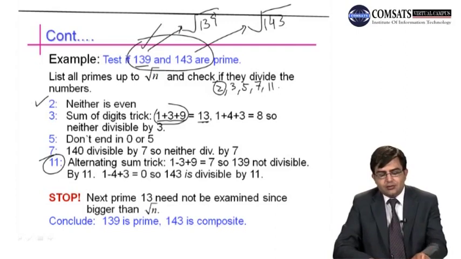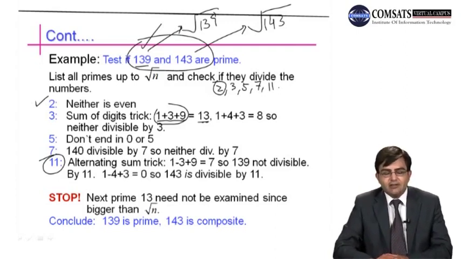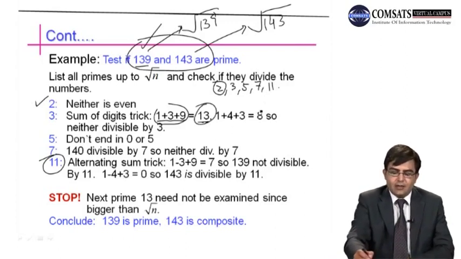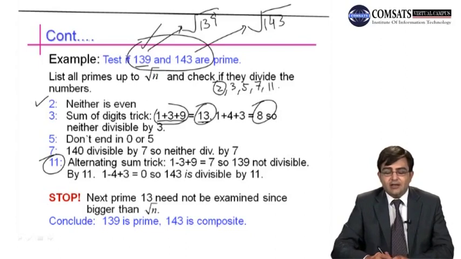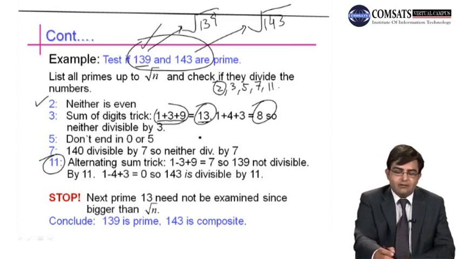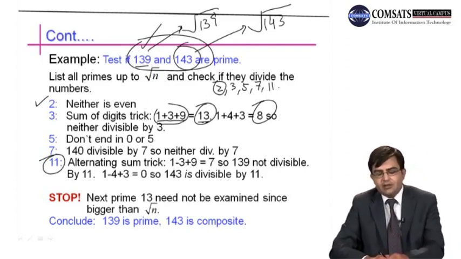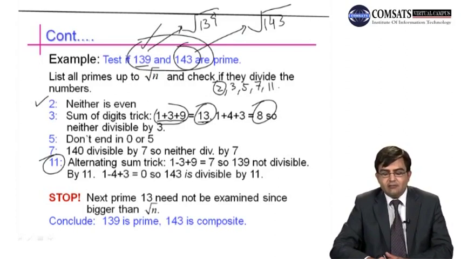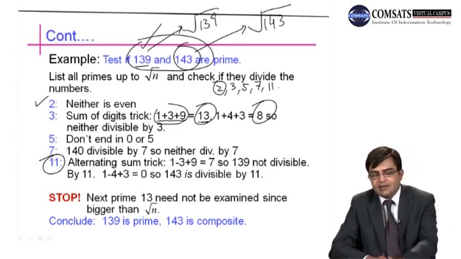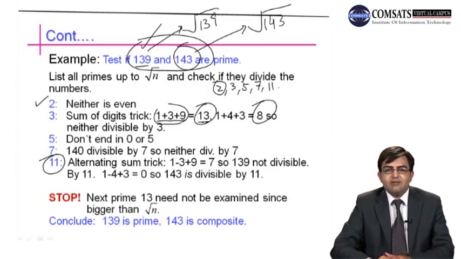To check whether the given numbers 139 and 143 are divisible by 3, we sum up the digits of 139 and 143. If the resulting number is divisible by 3, then the whole number is divisible by 3. So for 139, 1 plus 3 plus 9 is 13, and for 143, 1 plus 4 plus 3 is 8. Both of these are not divisible by 3, therefore 3 doesn't divide 139 or 143.